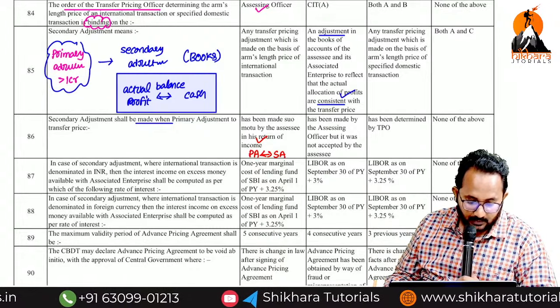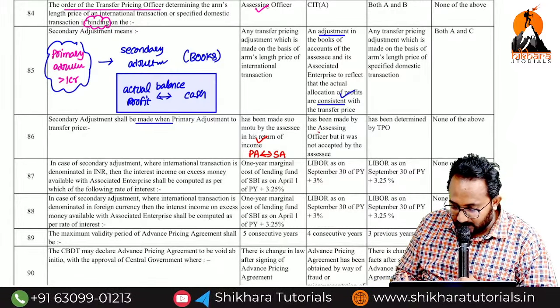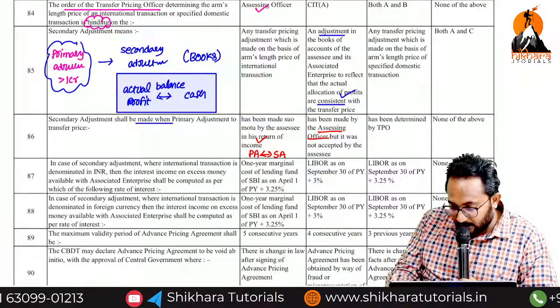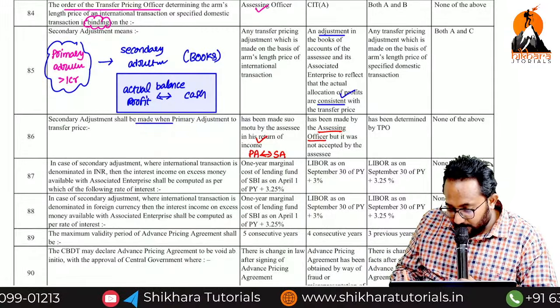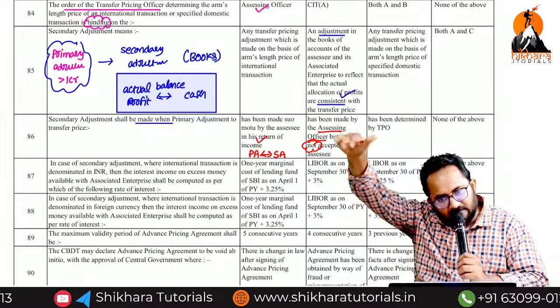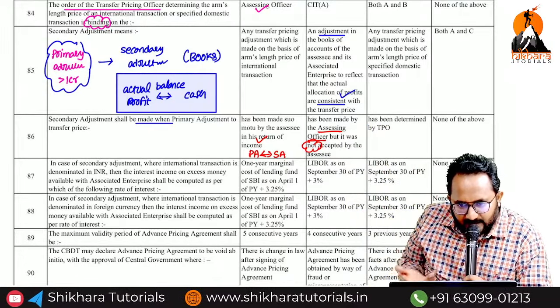Now, remember, in this case the AO did the primary adjustment, meaning the ALP was computed by the AO, but the assessee did not accept it. The assessee not accepting it means maybe he goes for an appeal. So in this case the primary adjustment is not at all final.